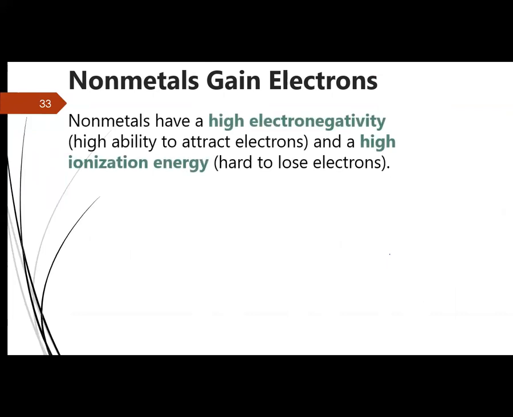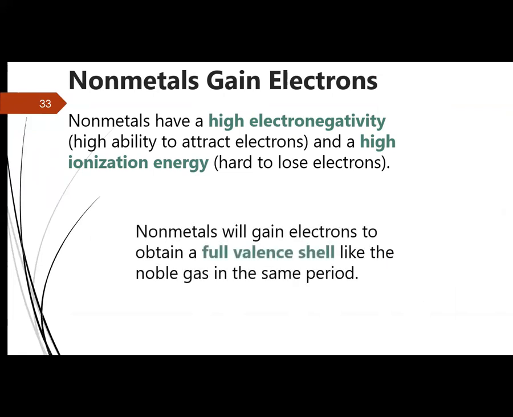And so they have a high ability to attract electrons, and it's hard for them to lose electrons. And so they are going to gain electrons. So they are going to try to fill their valence shell, not by getting rid of electrons, until they go into a more stable state. They're going to try to gain electrons to fill the gaps in their holes until they have a full shell on the outside.